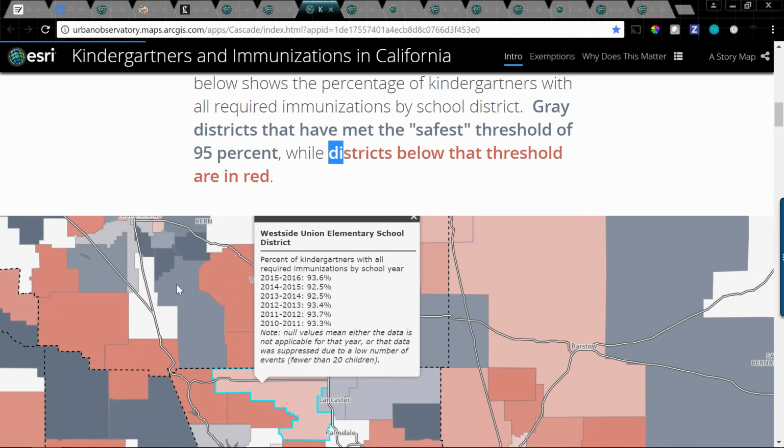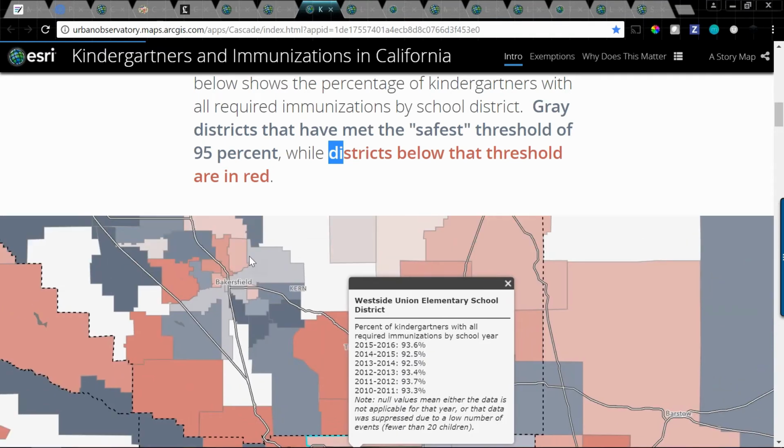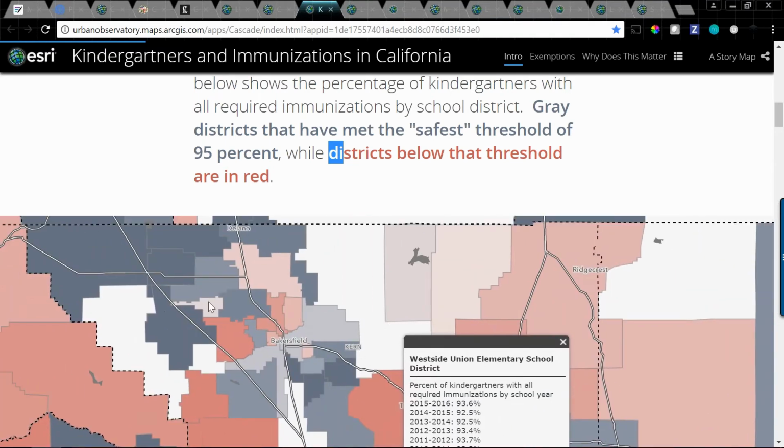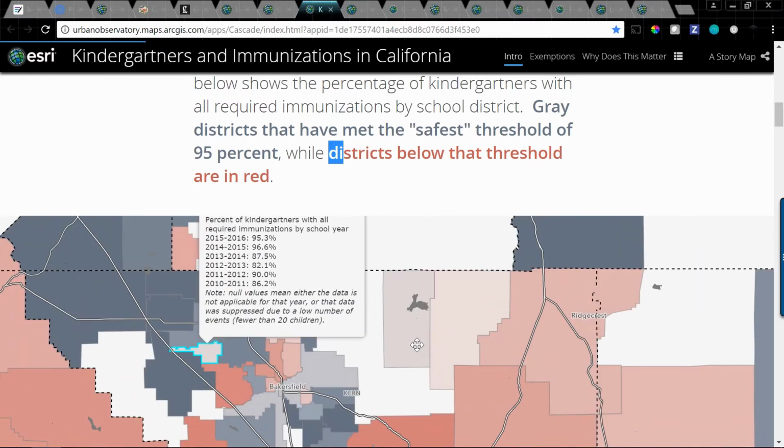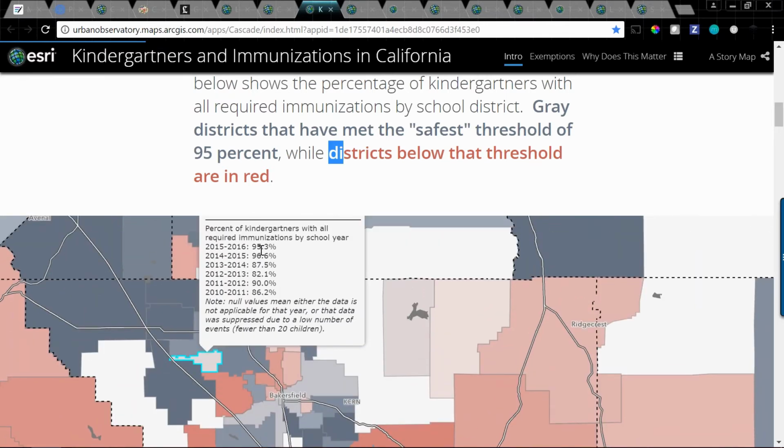This one's a little pinker, so it's progressing. It's at 93%. And then, like I said, some of these ones, look at this one, it's just barely on the side of red. It's at 95.3%. So they're right at the edge, right? And they're probably within the margin of error, right? So that's why this is an interesting map in total.